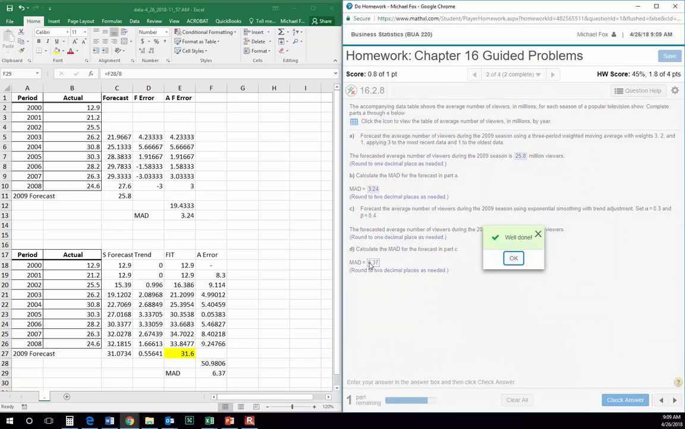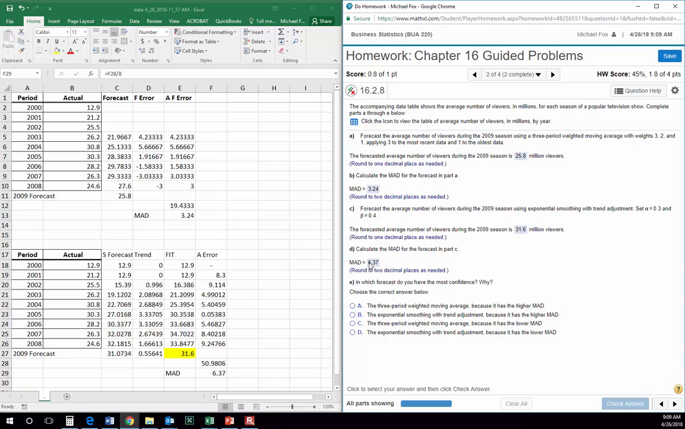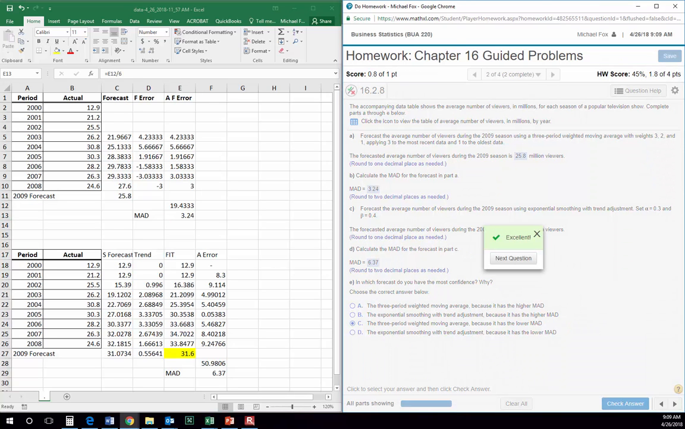All right. Now it's probably going to ask us which one we think we have the most confidence in. We're going to say the one with the lower MAD, which is the 3-period weighted moving average, because it has a lower MAD. And that's the end of number 2.